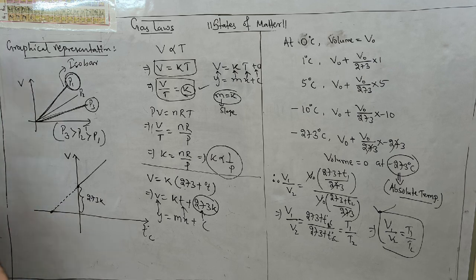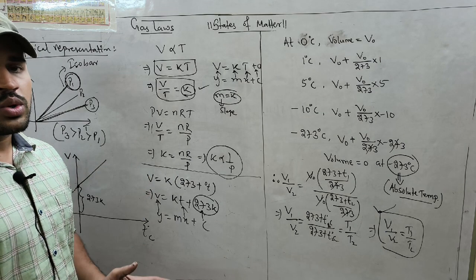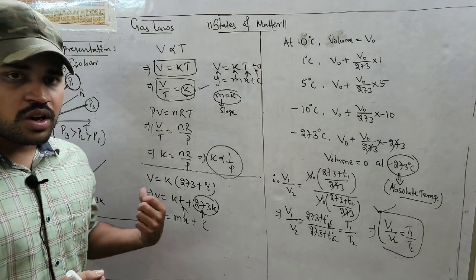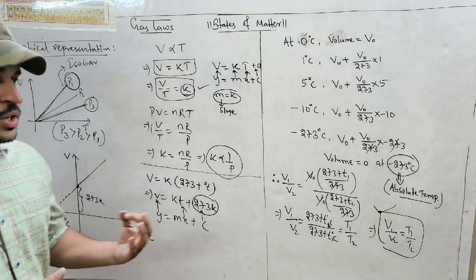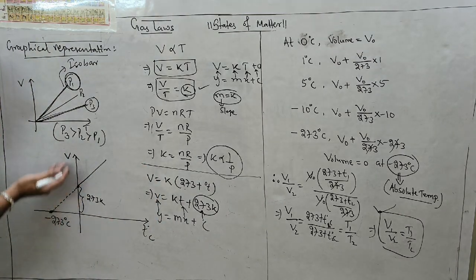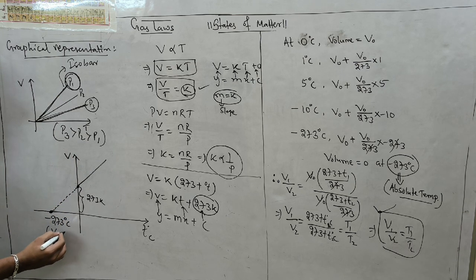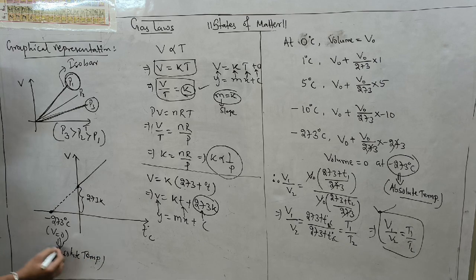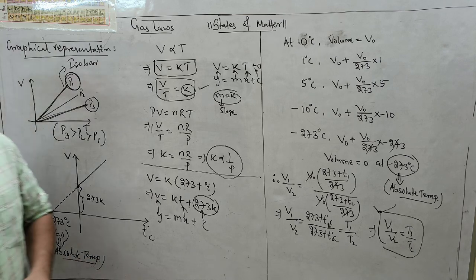This is the point you get on the x-axis that shows the value of temperature. What is the temperature here? This temperature is called minus 273 degrees centigrades, and this minus 273 degrees centigrades is called absolute temperature. Here, as you are seeing, the point is on the x-axis, which means the y-axis value, the volume, is 0. So this temperature is what we discussed as absolute temperature. Hope all of you are clear.